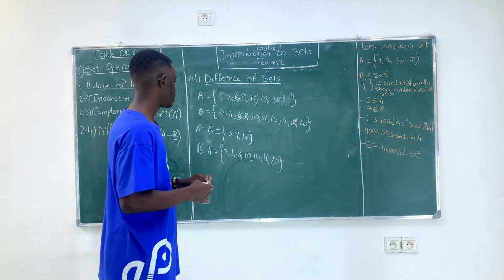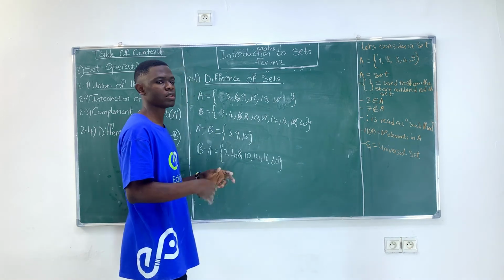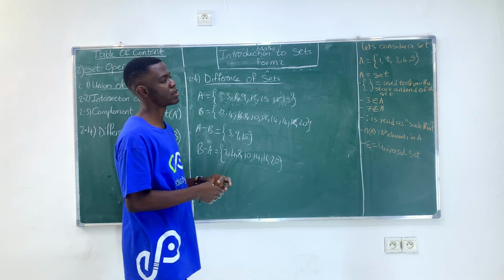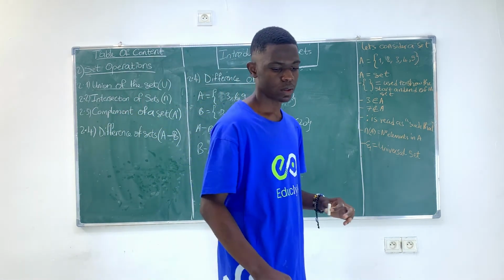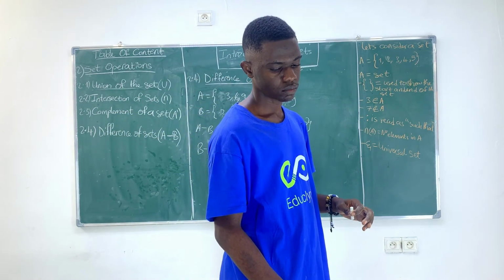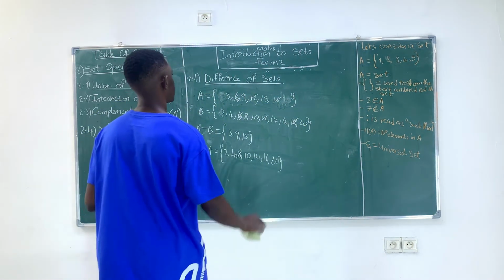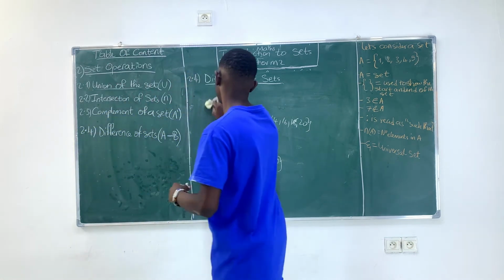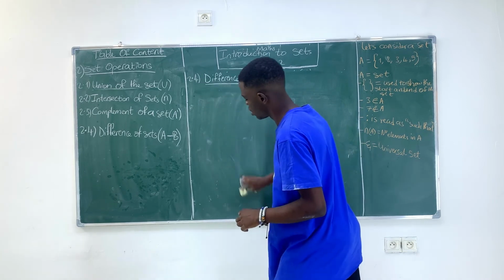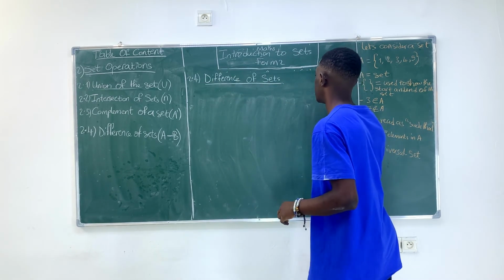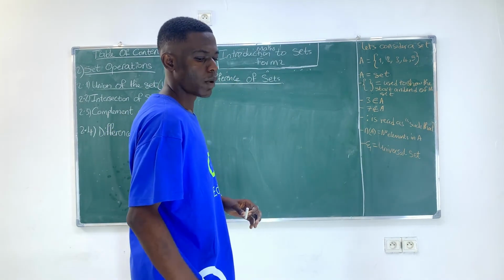So as I say, an important note: A minus B is not the same as B minus A. They're not commutative, unlike union and intersection. This is not commutative. So now let's go to the properties of difference.